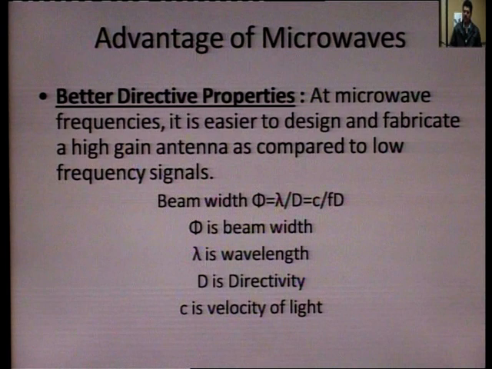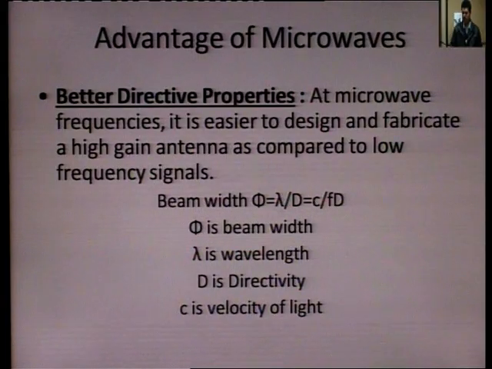So, at microwave frequency, which is a very high frequency, it is much easier to concentrate the waves into a fine beam, so that it can be transmitted from one place to another. Basically the beam width is proportional to the wavelength and inversely proportional to the directivity. So, more directivity, less beam width. Here theta is the beam width, lambda is the wavelength, d is the directivity, and c is the velocity of light. So, as the directivity is more, the beam width will reduce.